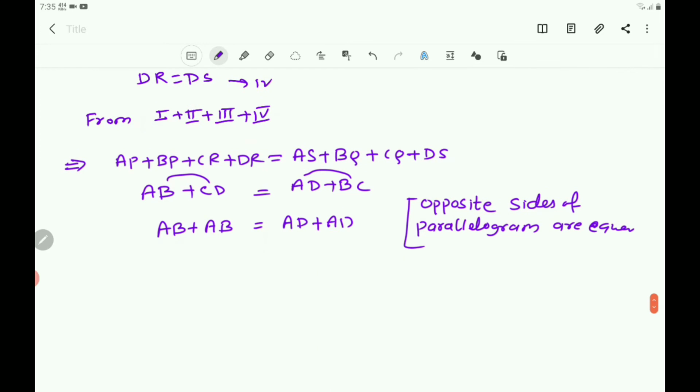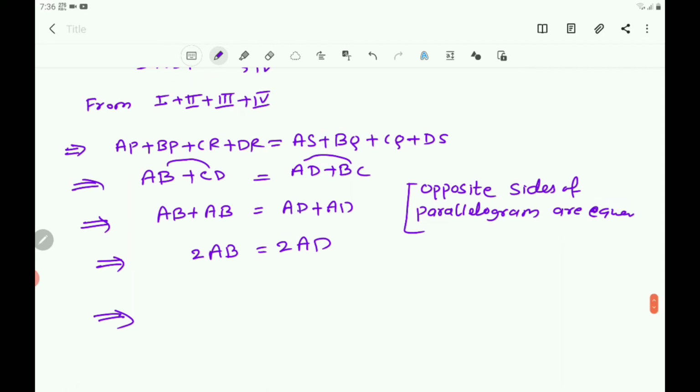So, you can take AB plus AB. In the place of CD also you can take AB. In the place of BC also you can take AD. So, it becomes 2AB equals 2AD. AB plus AB is 2AB and AD plus AD is 2AD. That implies you can cancel 2 on both sides. So, you will get AB is equal to AD.